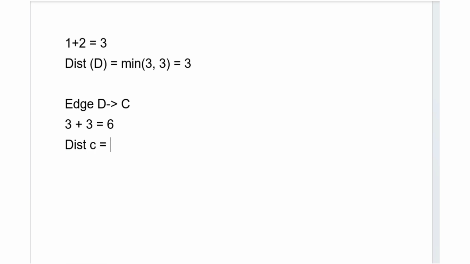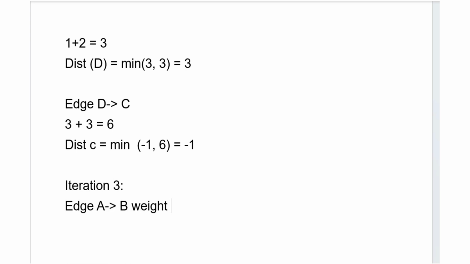This is relaxing edges again. Iteration 3. We need to take edge A to B. The weight is 1. So 0 plus 1 is equal to 1. We need to calculate the distance of B, the minimum of 1 comma 1.